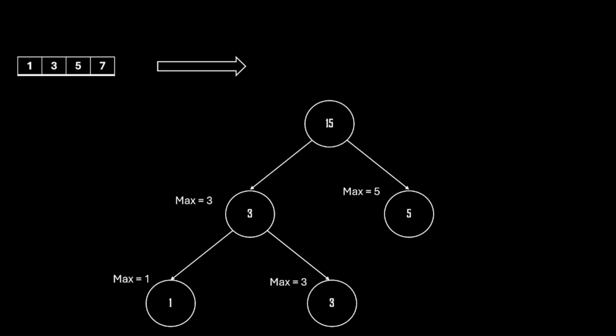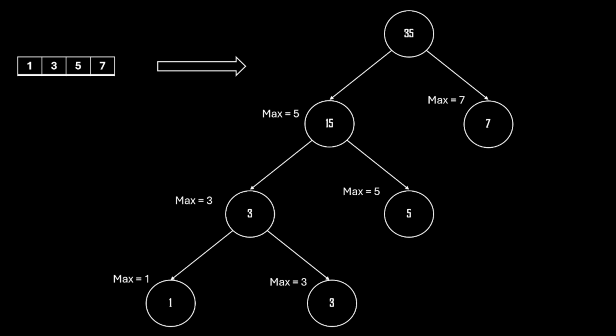And what will be the max value of this entire subtree? It will be 5. Let's combine it with 7 now, the final node value. And what's the max value of this one? It's 7. By combining this, 5 into 7 is 35. Now what will be the sum of this? It's 53. Why is it smaller than the previous one?